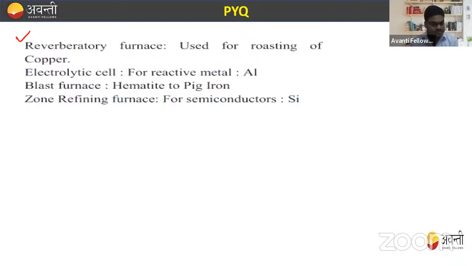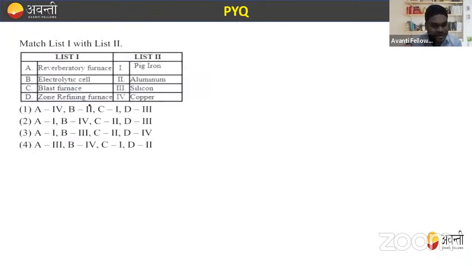So these are the correct matches. What is the correct answer for this question? Reverberatory furnace is used for the roasting of copper, and electrolytic cell is used for reactive metals like aluminium. So just match this: electrolytic cell, B stands for 2, and A stands for 4. So option A is absolutely correct for this question.